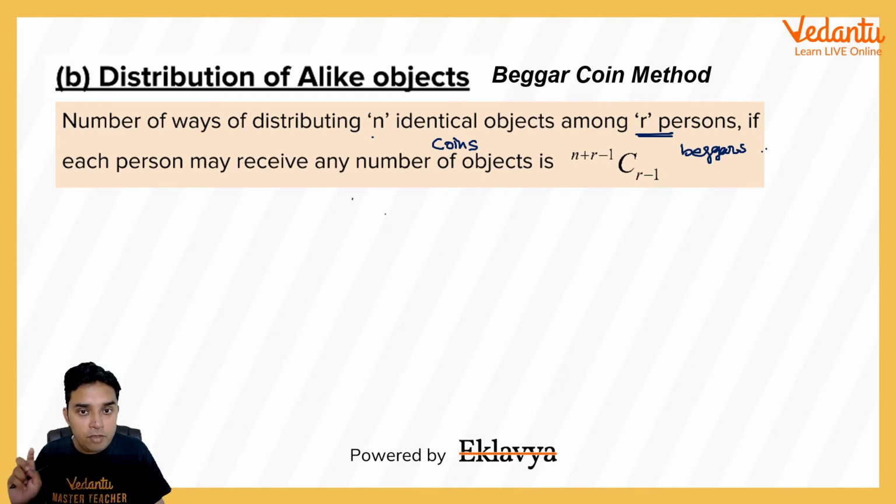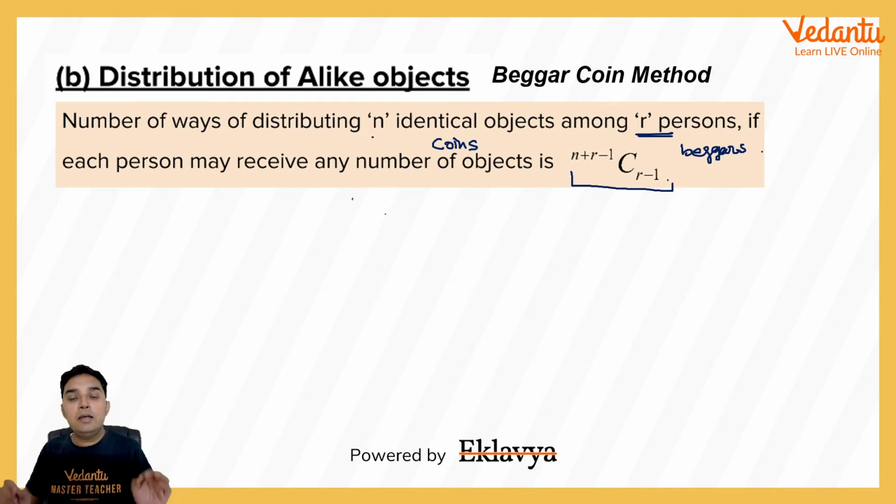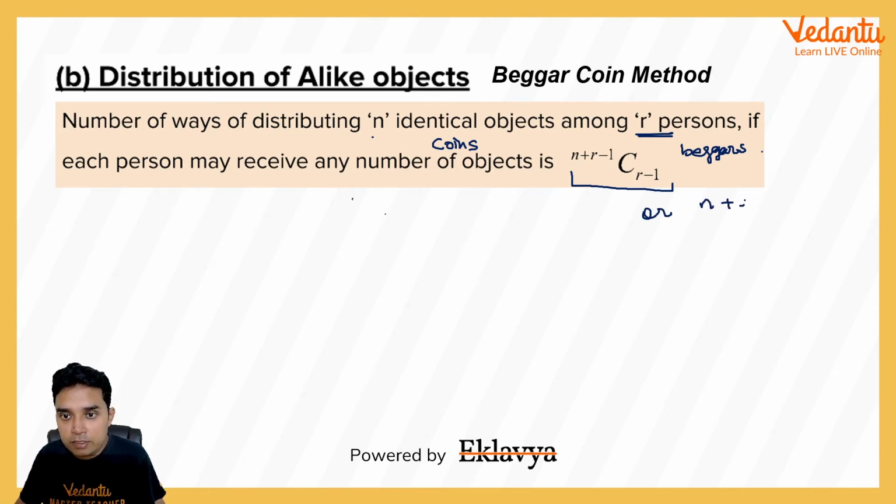So here, if we have to distribute n identical objects or coins among R persons or R beggars, so that each person may receive any number of objects, then this is the formula: n plus R minus 1 C R minus 1. You can also write this as n plus R minus 1 C n. Okay, there is one very easy proof for this. I will not go into detail of it, but I'll just give you the hint. Suppose you have n coins, so put them into a row like this, n coins.